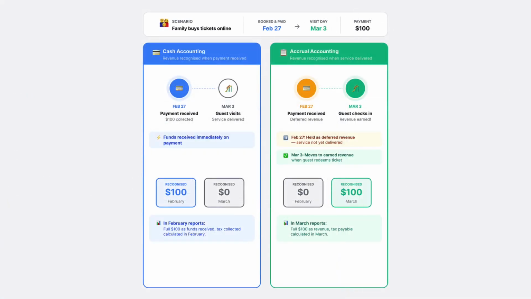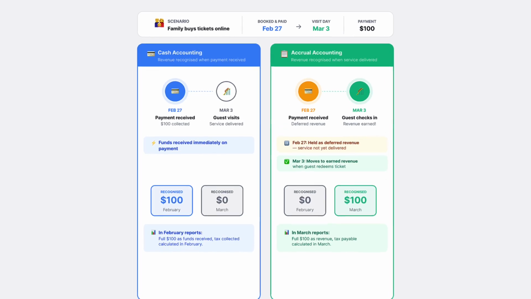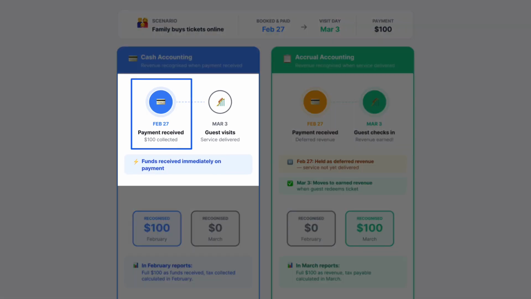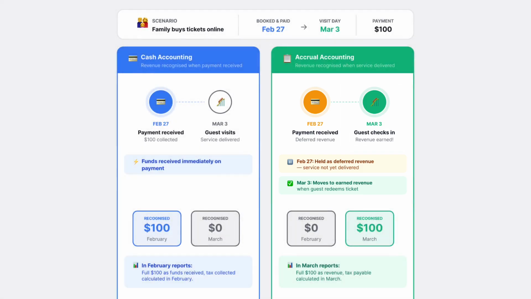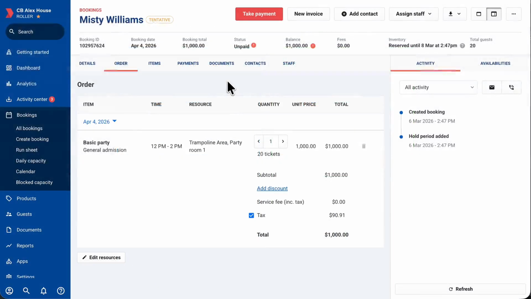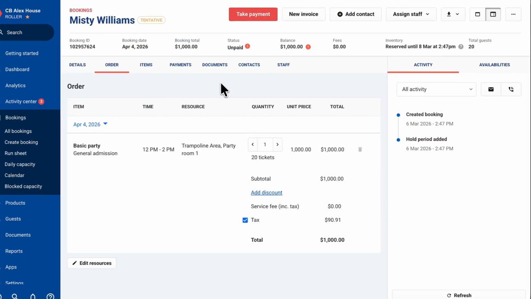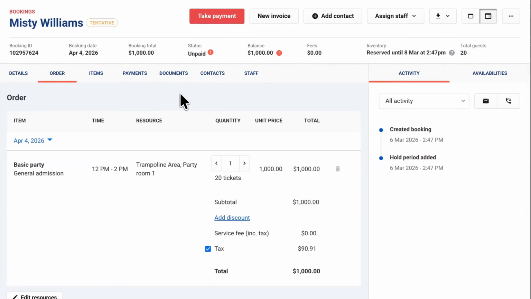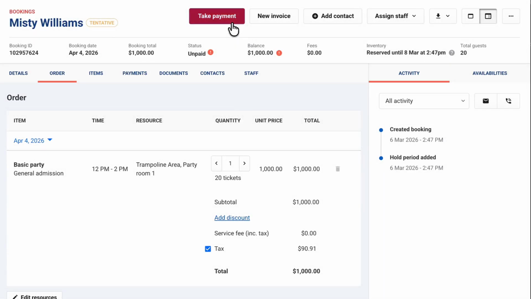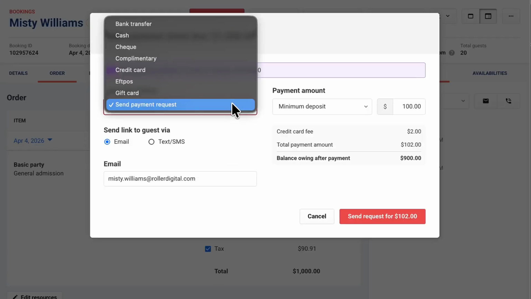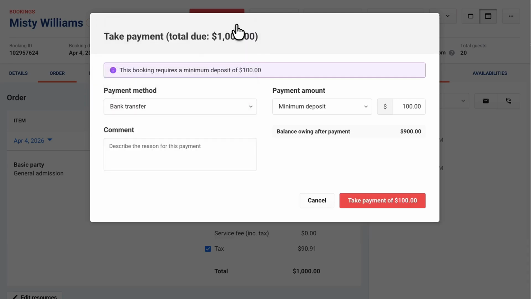Roller supports both cash and accrual accounting. Cash recognizes revenue when payments are received. Accrual recognizes revenue when it's earned, when tickets are redeemed or expire. Let's follow a simple example. A guest books a party for next month. The total booking value is $1,000. Today, they pay a $100 deposit. We'll track what happens to this booking at each stage.